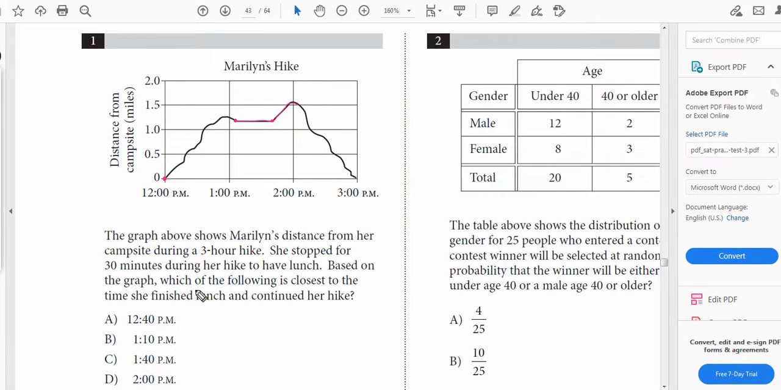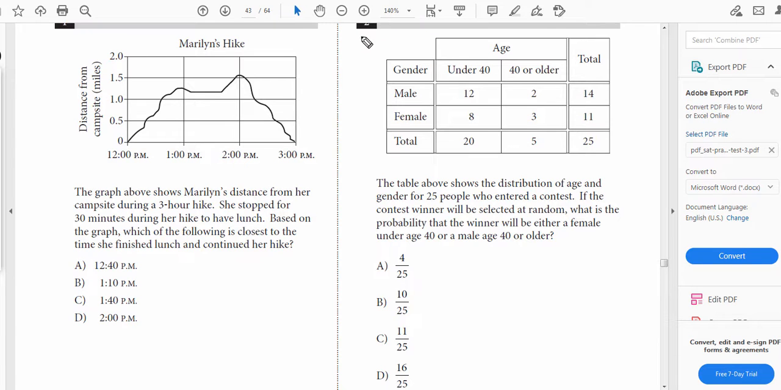Alright, so now in the question it says which of the following is closest to the time she finished the lunch. So we can assume that at this point she might have started the lunch, and at this time she had finished the lunch, because during this time she was not hiking, because we can see a constant line over here. So the correct option will be option C, because option C says that the time is 1:40 p.m. So 1 p.m. is over here, 2 p.m. is over here, so this point is more than the half, so this will be considered as 40 minutes. So the time will be 1:40 p.m.